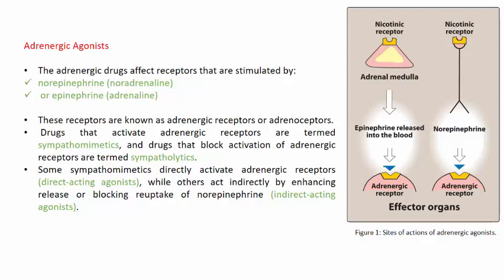Okay? إذن الدراكس اللي تعمل activation للadrenergic receptors called sympathomimetic drugs. However, the drugs that block the activation of adrenergic receptors are known as sympatholytics. And some sympathomimetics directly activate adrenergic receptors. So these drugs or agents are called direct acting agonists, while others act indirectly by enhancing release or blocking the reuptake of norepinephrine, and these are known as indirect acting agonists.